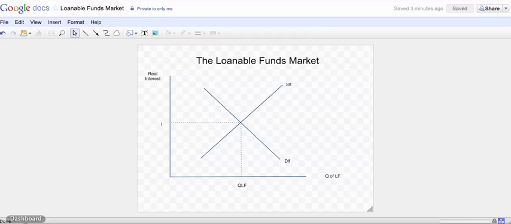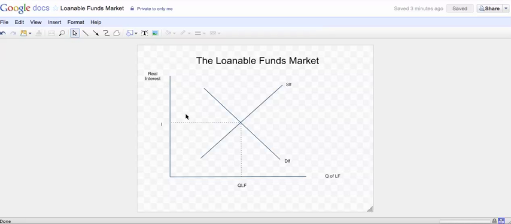Well, young economists, this is the loanable funds market, and there's some things I want to point out about how you'll draw it. First thing to notice is the loanable funds market looks at the real interest rate. And this has already been adjusted for inflation. It's not nominal, it's not in the here and now. So real interest is adjusted for the rate of inflation.